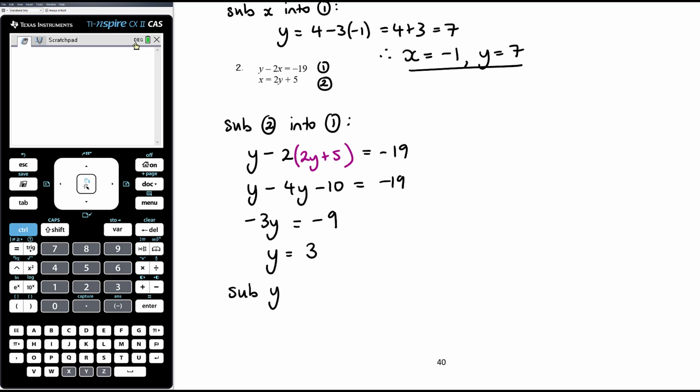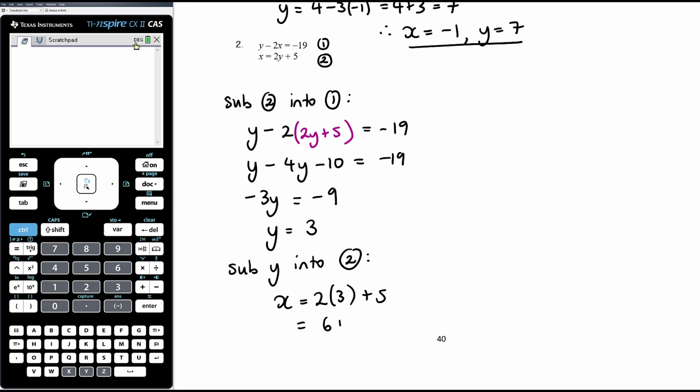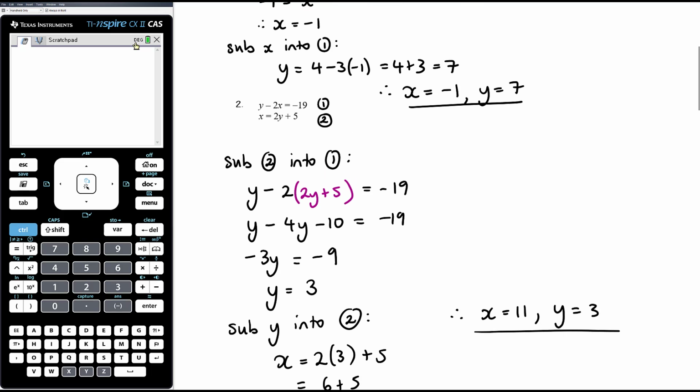So we're going to substitute y into equation 2. And equation 2 is x equals 2 times y, and y is 3, plus 5. So that is 6 plus 5, which is 11. And so therefore, the solution to the simultaneous equations is x equals 11 and y equals 3.